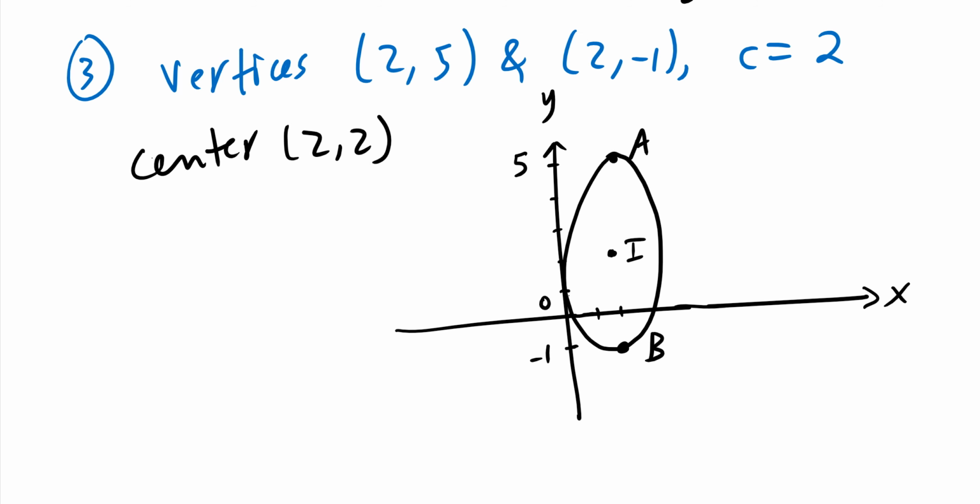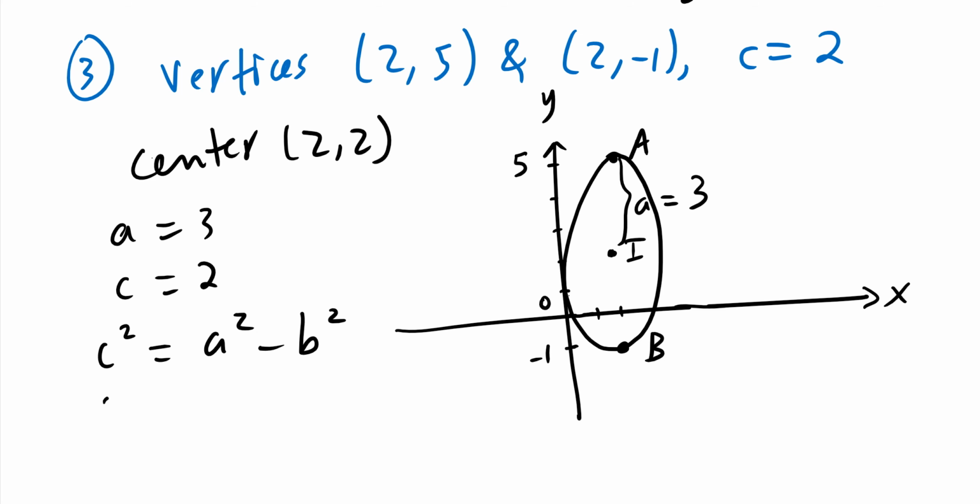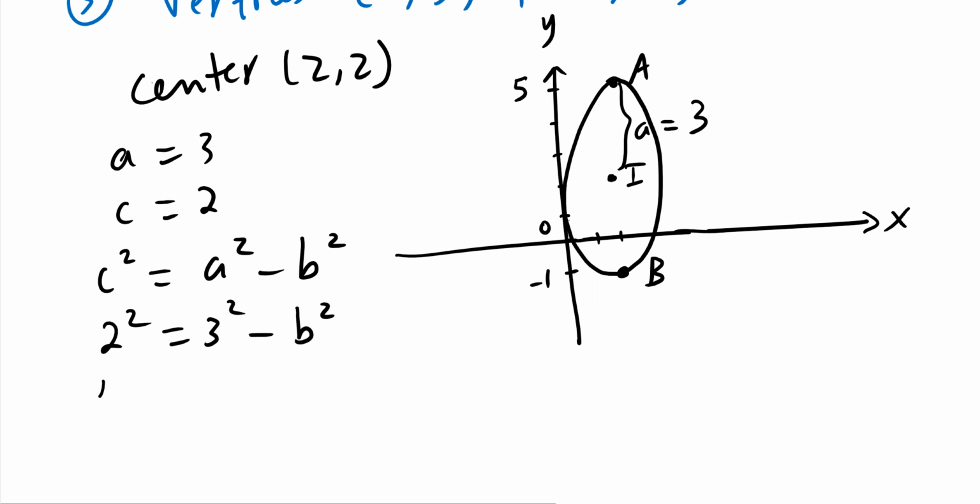I need this all the time because that gives me h and k. Now the distance from the center to there, that's a, which is 1, 2, 3 units. So a is 3 units. They give me c as 2 units. I can get b² from here. 2² is 3² minus b², so 4 equals 9 minus b². So b² is 5.